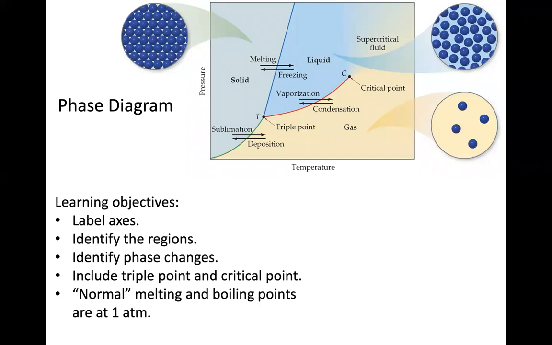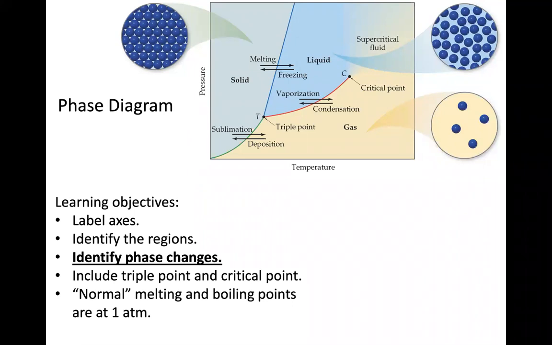Know where the triple point is and where the critical point is. And then also remember what we call normal. That would be going from one atmosphere and looking to see what is the melting point and what is the boiling point when we look at the intersection where it equals 1 atmosphere, or 760 torr. These are the learning objectives when it comes to recognizing and using phase diagrams.